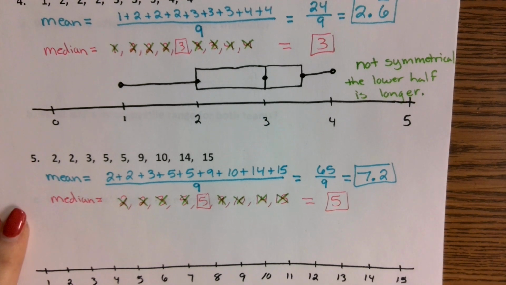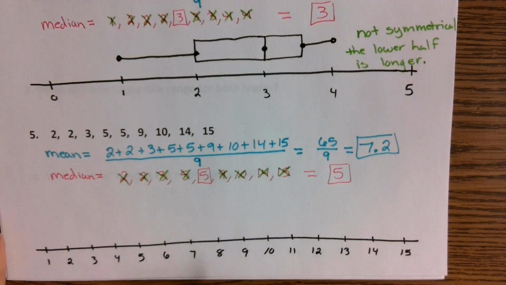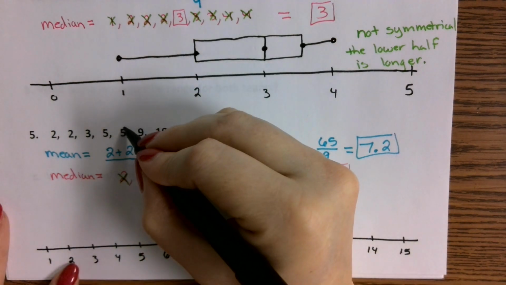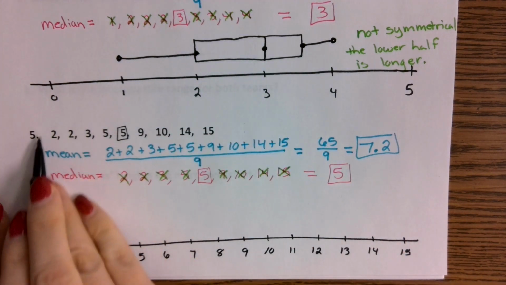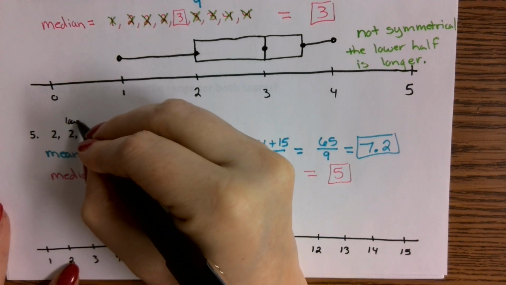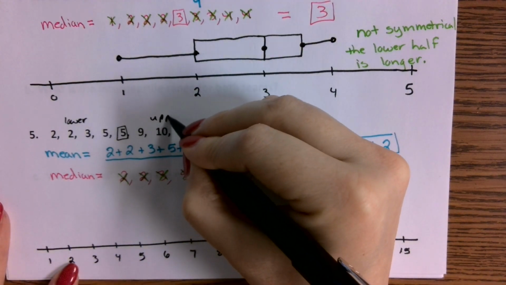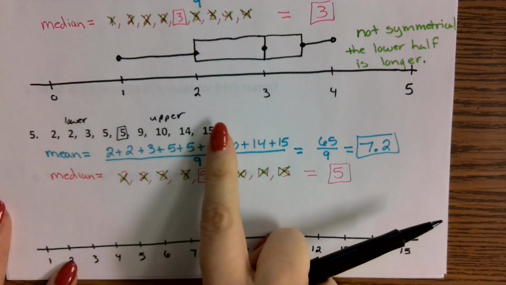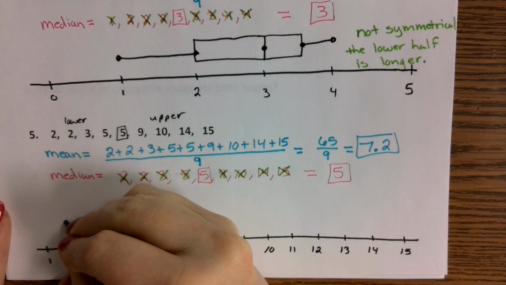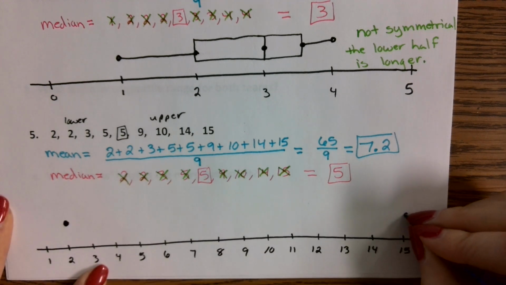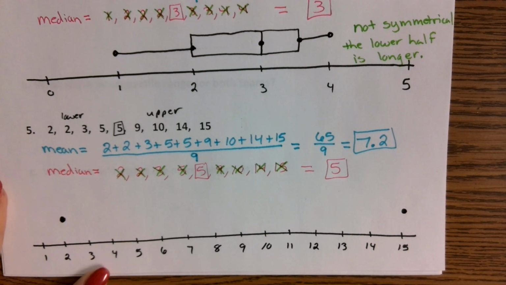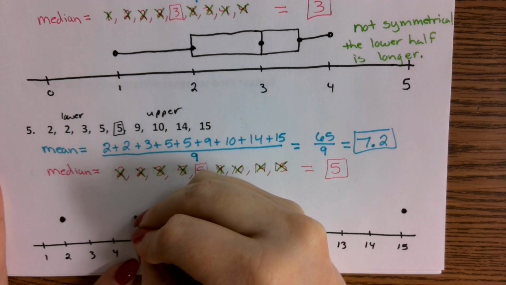Okay, and now we're going to graph what the box and whisker plot would look like. So for graphing our box and whisker plot, we know that this is the 5, that's our center. So here's our lower half. This is our upper half. Okay, so first start with the smallest point and the largest point. We're going to graph a 2 for our smallest point and a 15 for our largest point. Then we graph our median. Our median is at the 5.